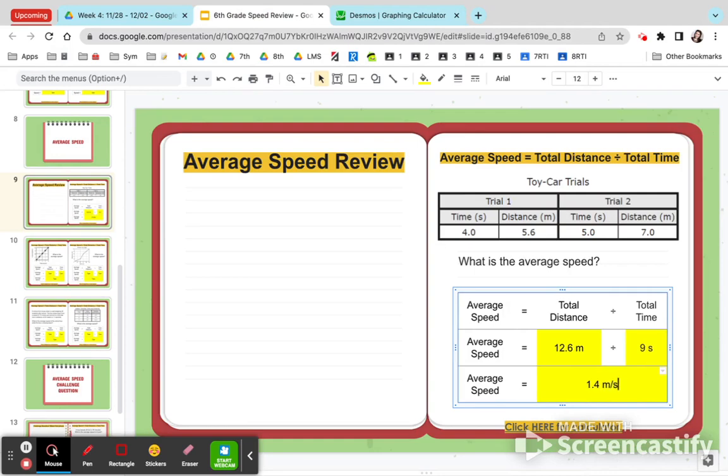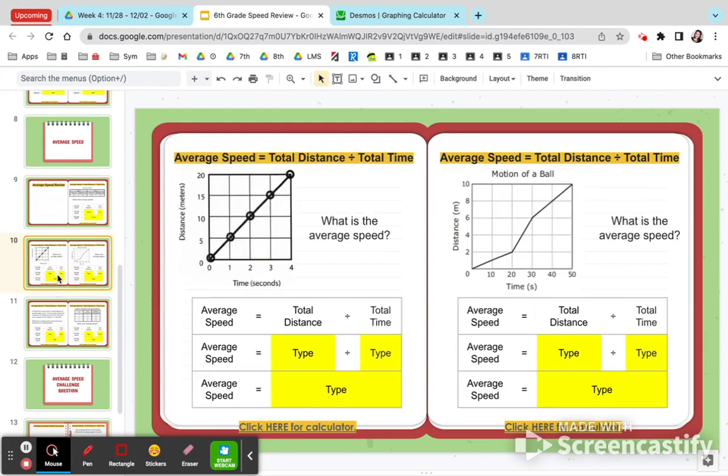And that's it. Okay. Now, not all of them will be like this. Sometimes we'll see a graph. So on the next slide, here we have to read a graph. Again, I want the total distance that this object traveled. Okay, so I see this object traveled, if I go all the way to the top, it traveled 20 meters. So that's my total distance, 20 meters.